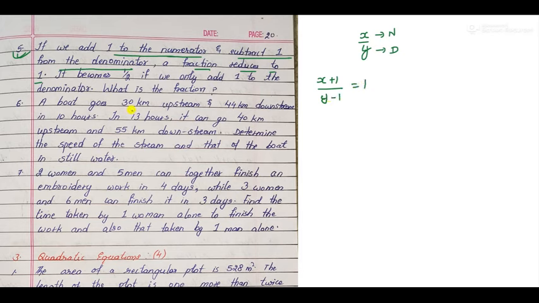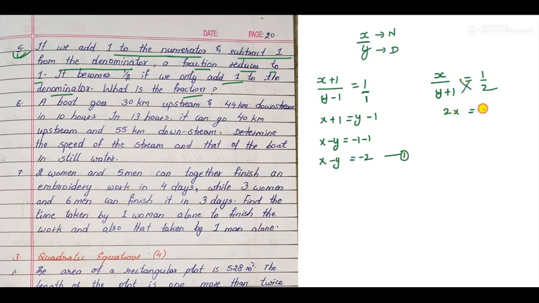The fraction becomes 1. Next, it becomes 1 by 2 if we only add 1 to the denominator. Means the numerator remains the same, and the denominator you just add 1, so y plus 1, then it becomes 1 by 2. We have to find the fraction x by y. So just do the cross multiplication. X plus 1 is equal to y minus 1. So x minus y is equal to minus 2. This is your first equation. Now do the cross multiplication, you will get 2x equals y plus 1. So 2x minus y is equal to 1.